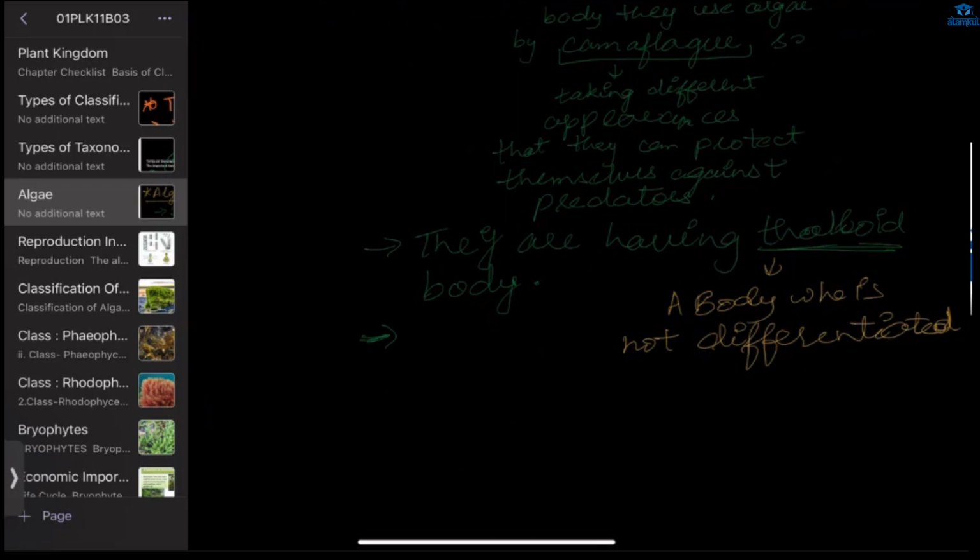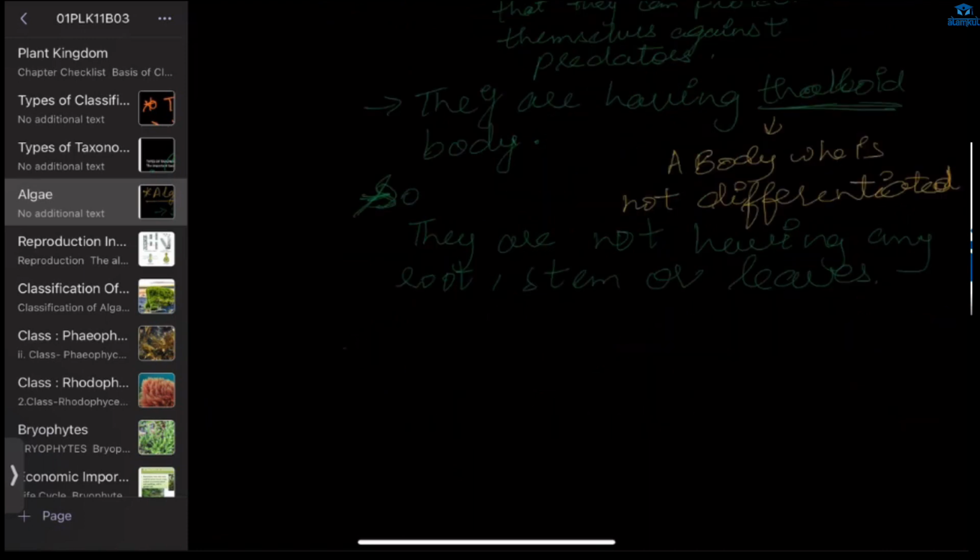Just a simple greenish structure will be there and nothing is differentiated. So the next point is we can say the body is thalloid. So they are not having any root, stem, or leaves. The next characteristic is based on this.